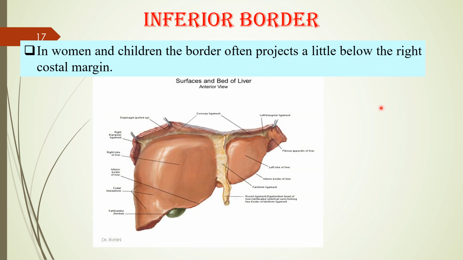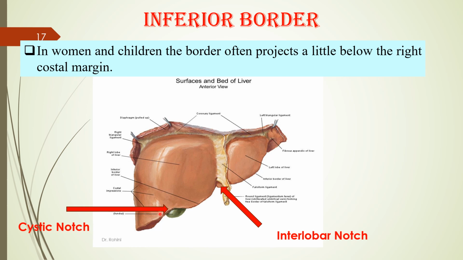The other two important features of this border, which you can make out here, one is here, one is here. So this is your notch, the interlobar notch, and this is another depression here where you can see the fundus of the gallbladder. This is your gallbladder notch or cystic notch. So this is the cystic notch and the interlobar notch, where we have the attachment of the falciform ligament. So these two are characteristic features of the inferior border of the liver.